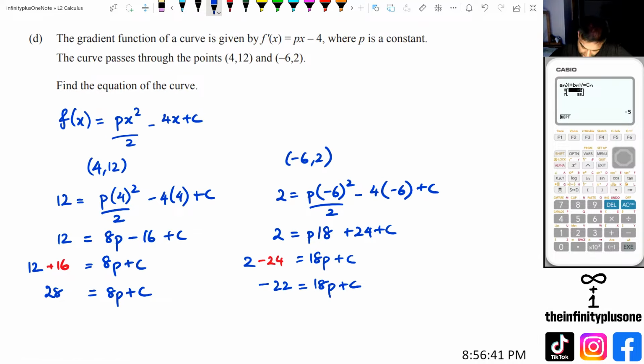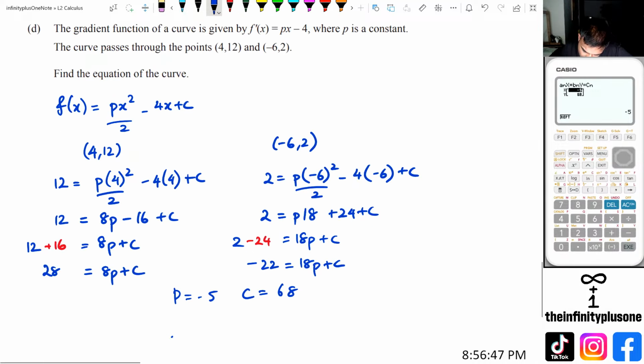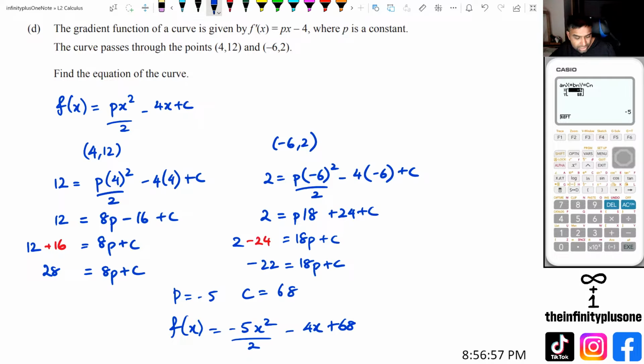All right, so then p is equal to negative 5. c is equal to 68. So our equation is going to be f of x equals negative 5x squared over 2 minus 4x plus 68. Thanks, Jaden. Appreciate it.